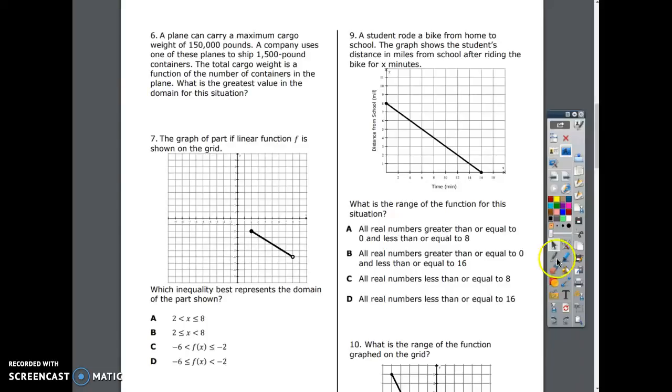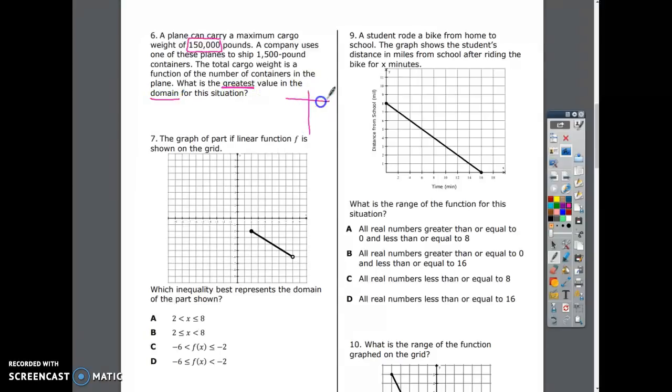Okay, so problem number 6. It says that a plane can carry a maximum cargo weight of 150,000 pounds. A company uses one of these planes to ship 1,500-pound containers. So every container is 1,500, and the cargo plane can only carry this amount. Okay? So the total cargo weight is a function of the number of containers in the plane. What is the greatest value in the domain for this situation?